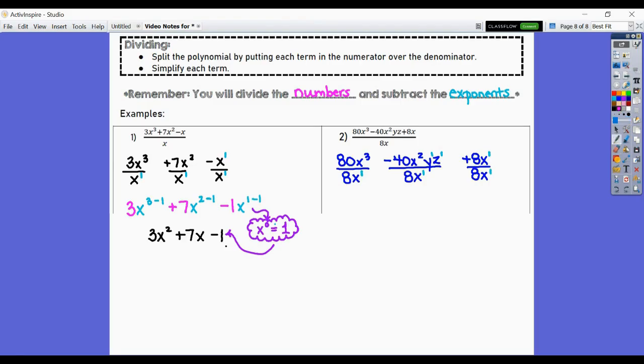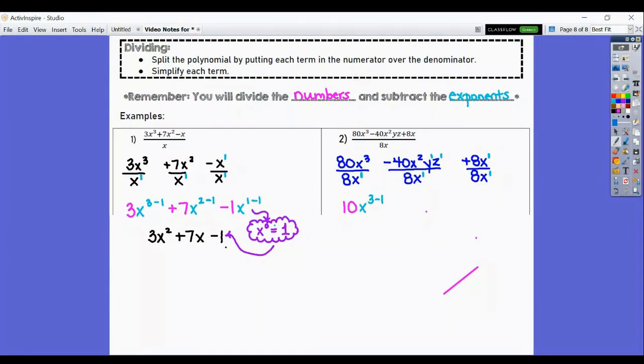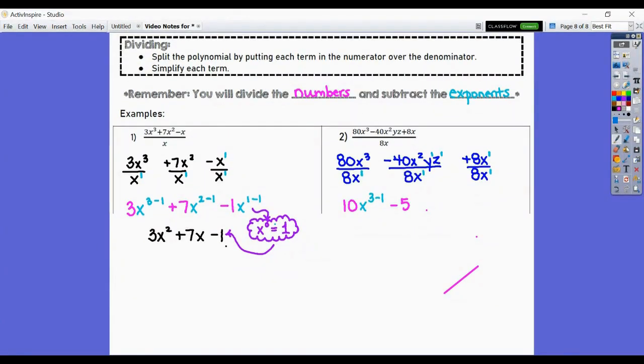One fraction at a time. The first fraction, 80 divided by 8, is going to be 10. Divide the numbers, subtract the exponents of 3 minus 1. Second fraction, again, divide our numbers. Negative 40 over 8, that's negative 40 divided by 8, which is negative 5. And I subtract the exponents.